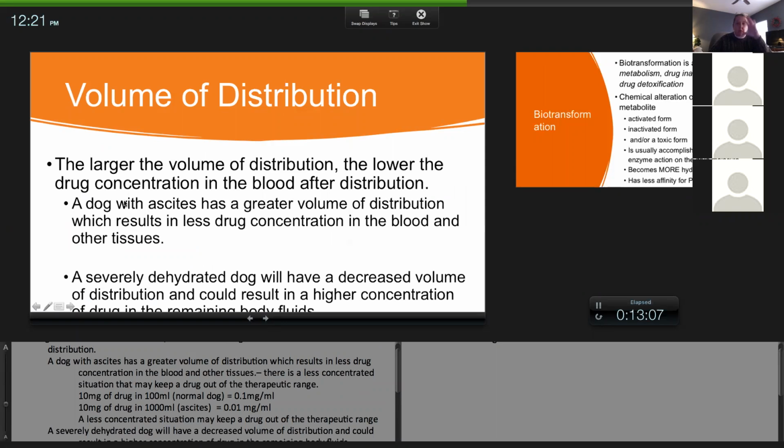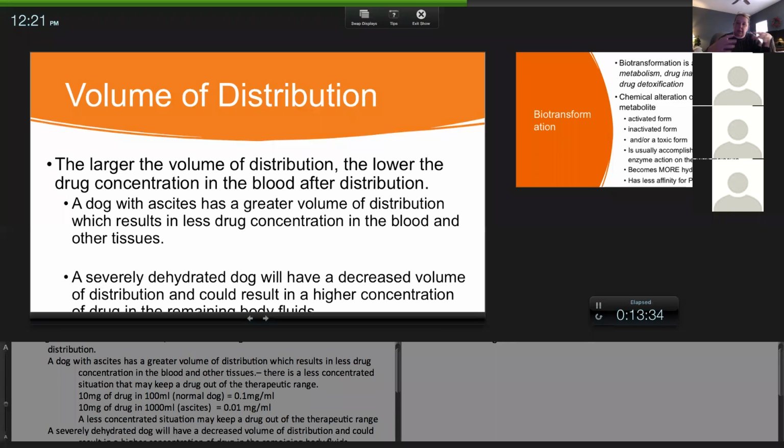So if you think about the overall volume of the patient, the larger the volume of distribution, the lower the concentration in the blood after distribution. Because once you give it in the blood, it's going to distribute. In this example, a dog with ascites has a greater volume of distribution, which results in less concentration in the blood and other tissues. Ascites is when they have fluid in their abdomen.